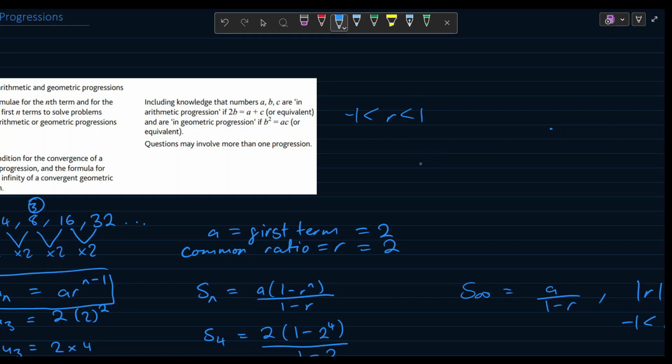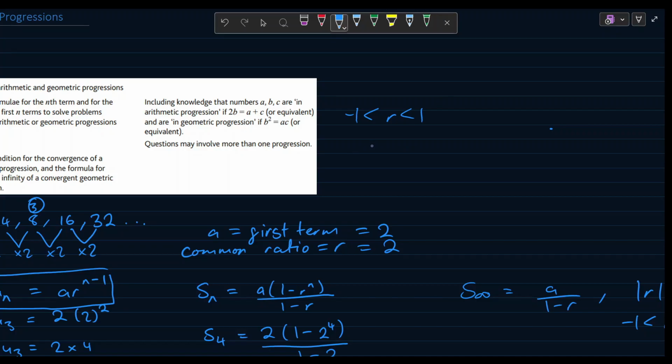So when r is between negative 1 and 1, or in other words when r is a fraction, as you continue to go along the sequence, your terms will start to get smaller and smaller because you're multiplying by a fraction, to a point where the terms are very small such that they are negligible. And so at this point where the terms are now very, very small such that they are negligible, we say that our progression has now converged.